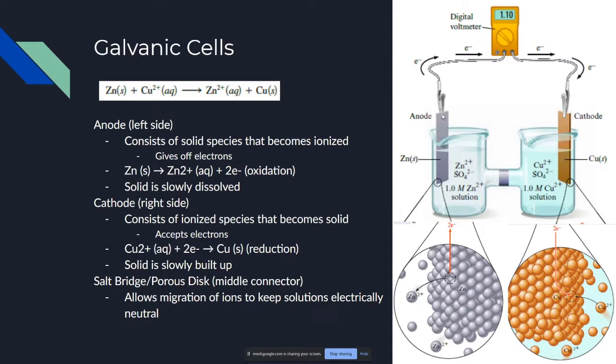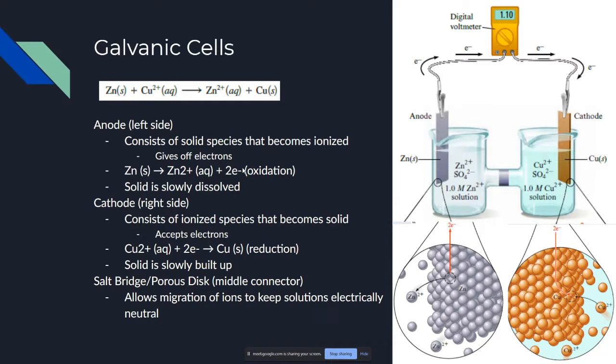And here the anode is going to consist of the zinc in solid form, and the reaction that's happening here is that it is ionizing, so it's dissolving. You can see the reaction here: the zinc is being oxidized, because it's going from that neutral charge to that +2 charge, and because this reaction is happening, it is also giving off 2 electrons.